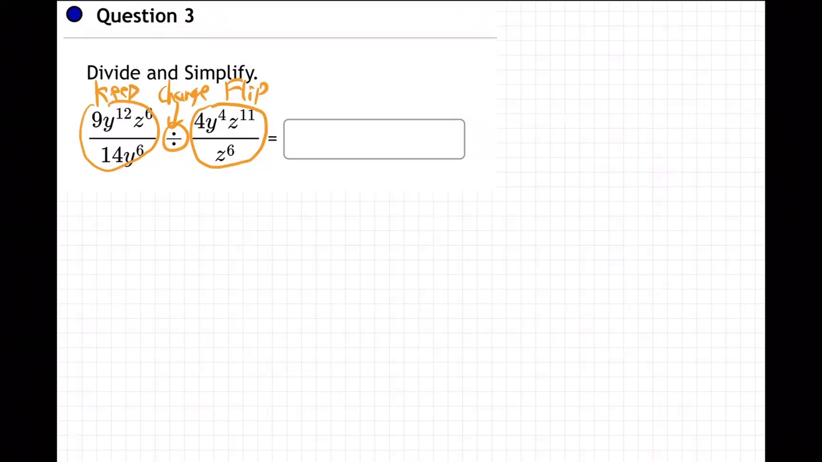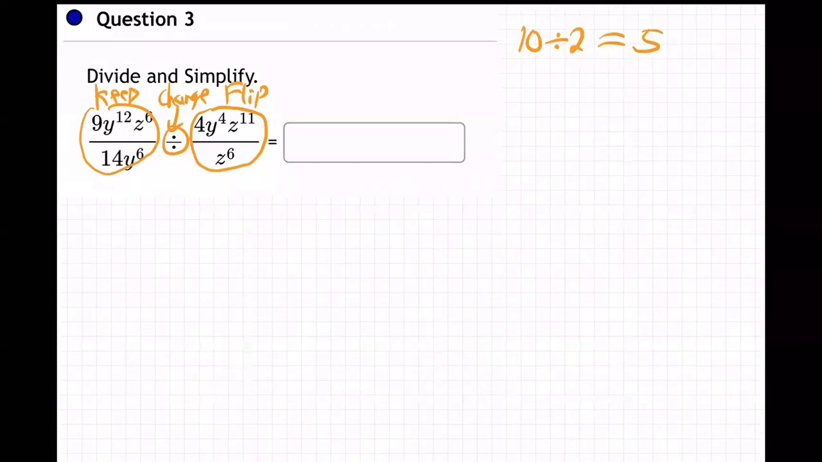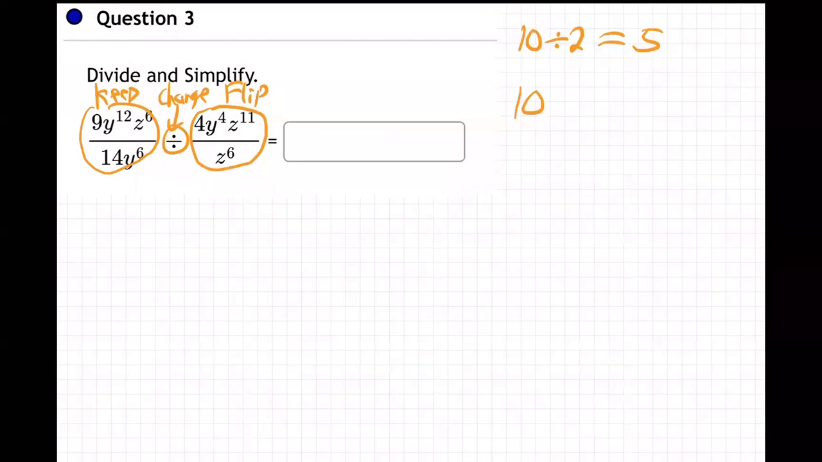Now I don't want that just to be some math rule without any good reason. Why do we do that? Well, think about if we took 10 and we divided it by 2. If you had 10 candy bars and you divided among 2 people, they'd each get 5 candy bars, right? Now, what if you said, okay, I've got 10 candy bars. I'm gonna multiply by half.